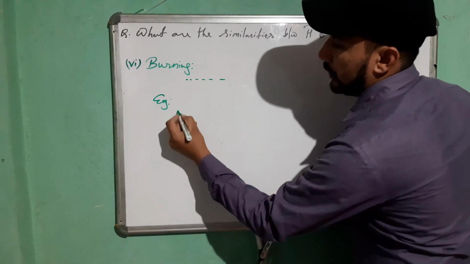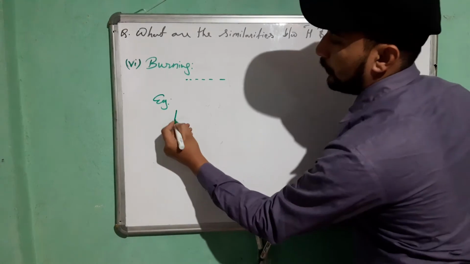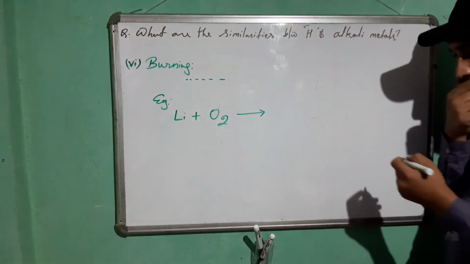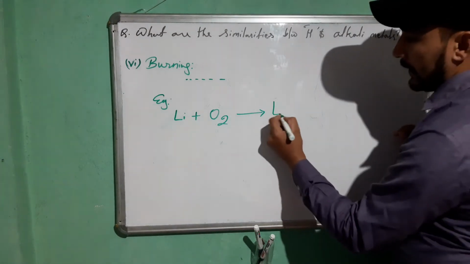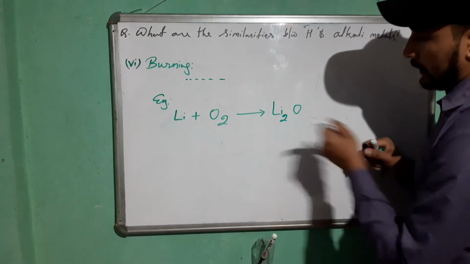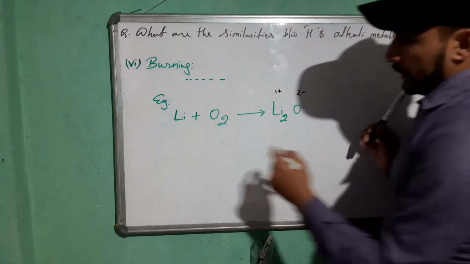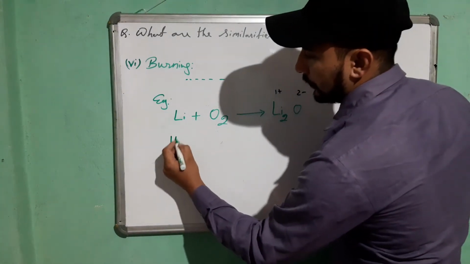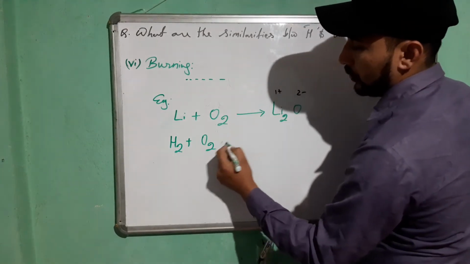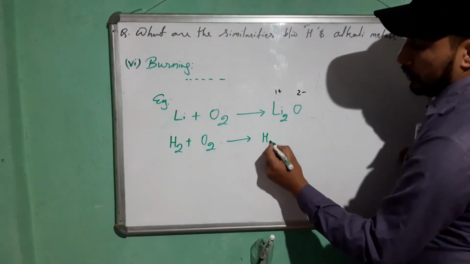Alkali metals, sodium. Let me write about lithium. Lithium plus oxygen will be lithium oxide, Li2O. This 2 comes from the valence: this valence is 1 plus, this is 2 minus, so 2 goes here. In a similar manner, hydrogen is diatomic, so you have to write H2 plus O2. Hydrogen burns in oxygen to form H2O, water.